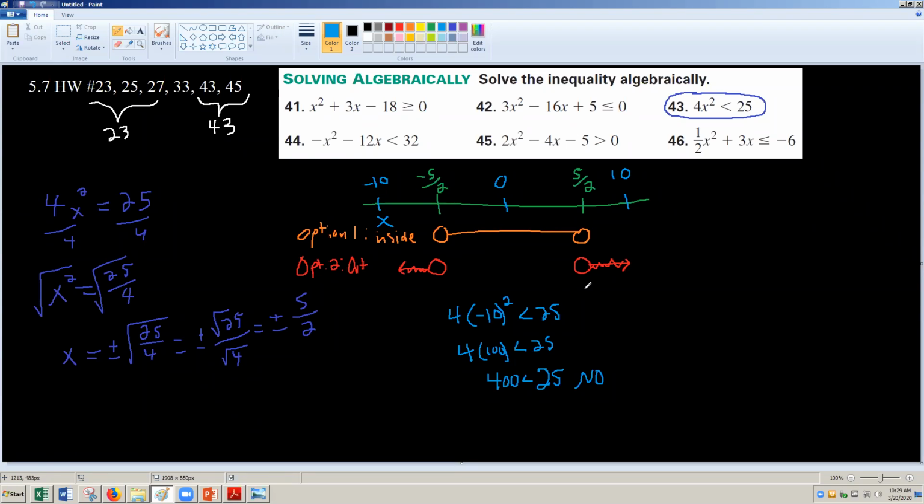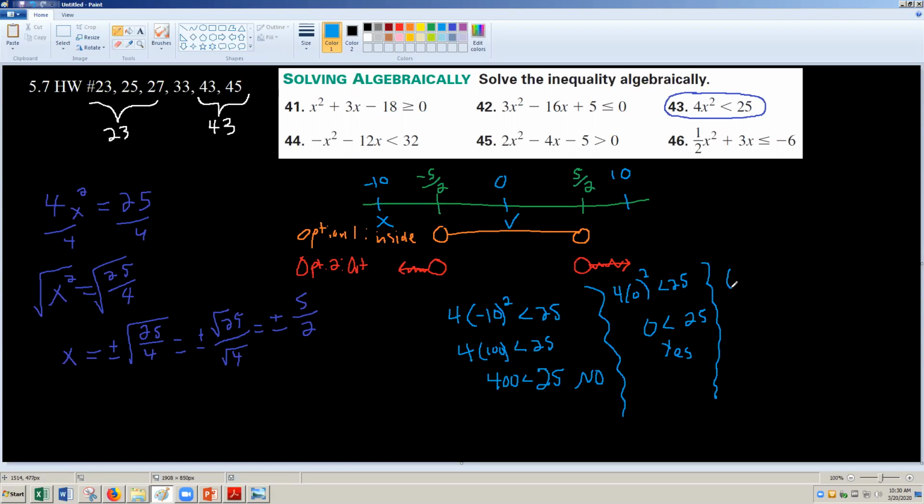Okay, well, let's try another one. Let's try the 0. So here was plugging in for negative 10. Now let's plug in for 0. 4 times 0 squared less than 25. Last time I checked, 0 squared is 0. 4 times 0 is 0. Is 0 less than 25? Yes. So here it does work. So I'll put a little check mark there. Cool. And then we'll do it one more time, although we have our answer already.